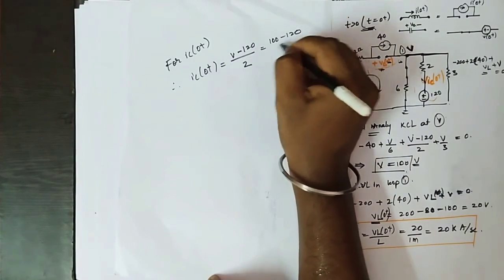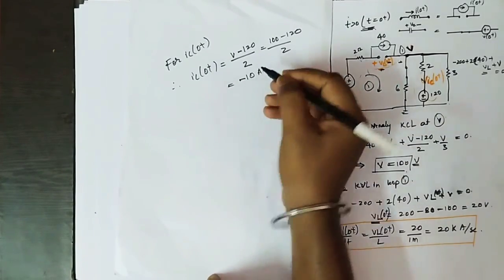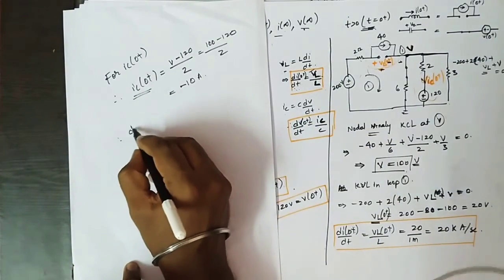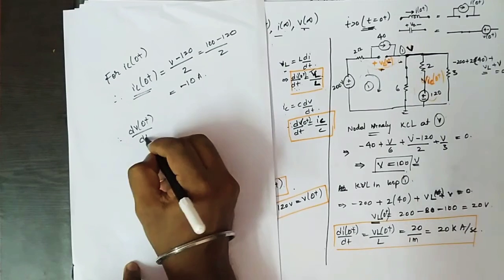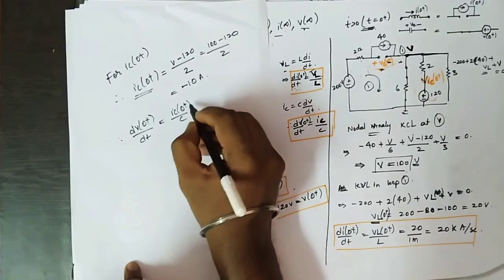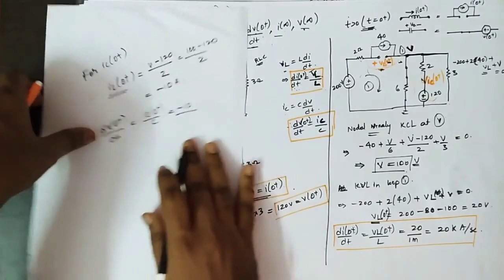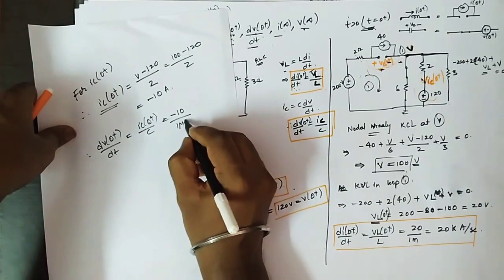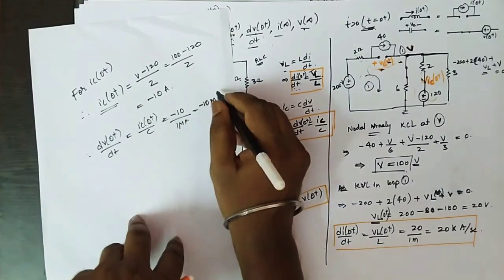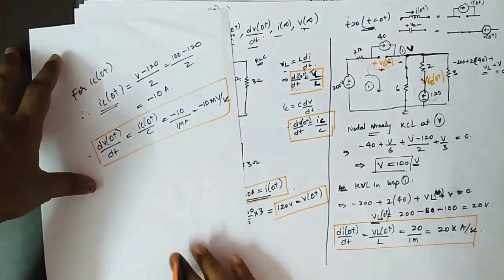100 minus 120 by 2. So IC of 0 plus is a value of minus 10 amps. So if you get IC of 0 plus, by this equation dV of 0 plus by dt equal to IC of 0 plus by C. So IC of 0 plus you got minus 10, and the C value we got is 1 microfarad. Then if you take this numerator, you get minus 10 mega volt per second. So this is dV of 0 plus by dt.